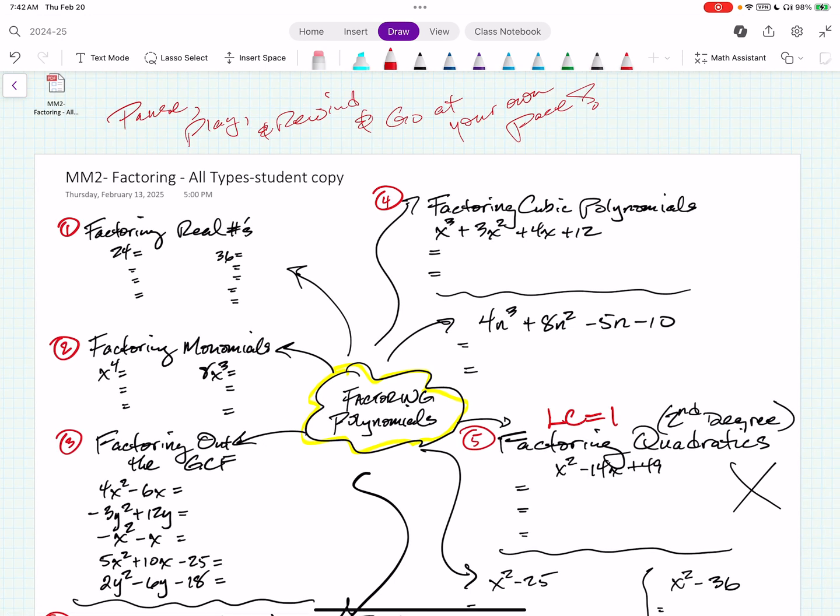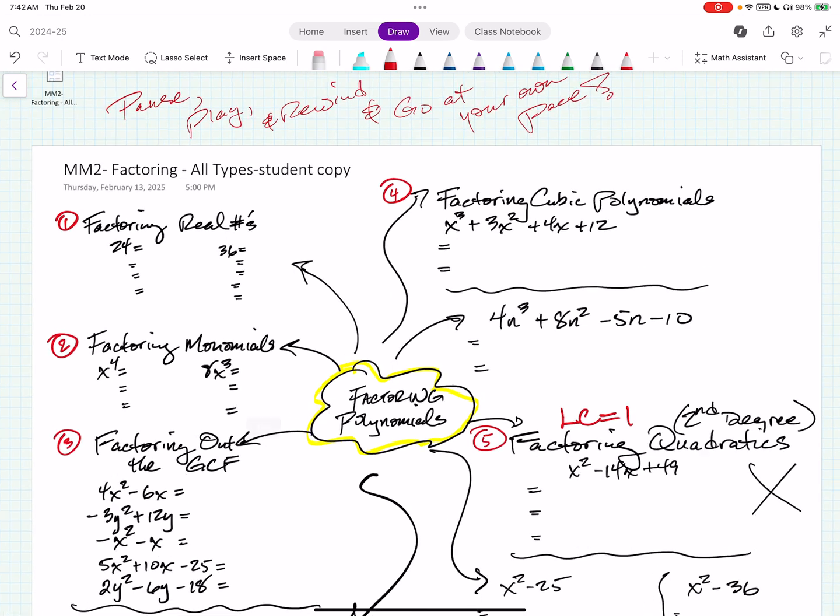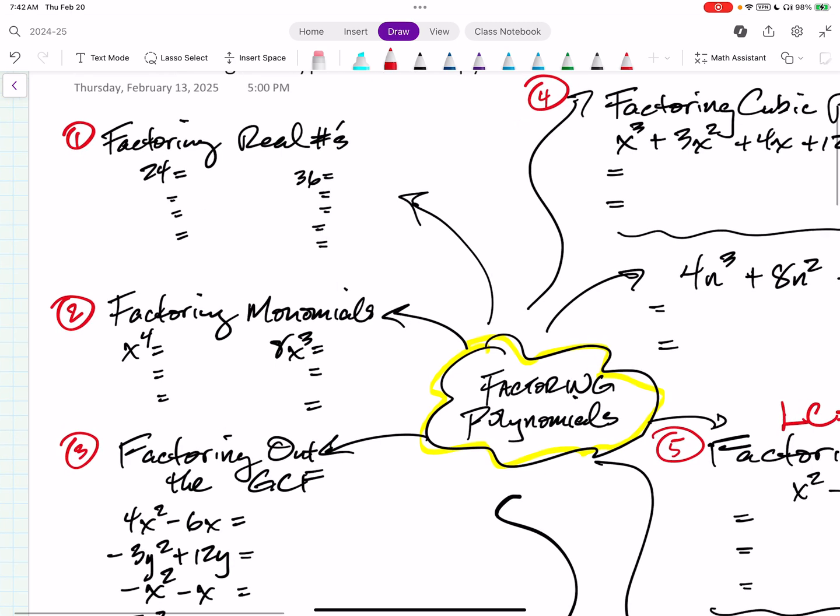Going back to the very first lesson, I started off with factor pairs. Give me all the possible factor pairs for these real numbers. You always start with 1 times the number itself. That's the first basic factor pair: 1 times 24. 24 is even, so 2 divides in it: 2 times 12. It's divisible by 3: 3 times 8. It's divisible by 4: 4 times 6. And that's it.